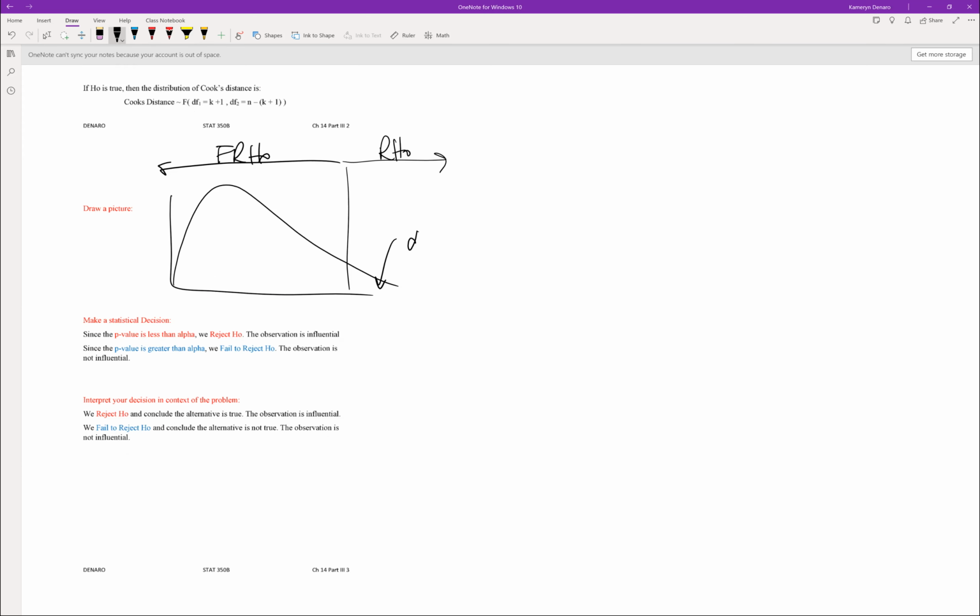We set our alpha level. There's nothing special about 0.05. I'm just using 0.05 for convenience. But really, it should be based on your actual context of the problem. And essentially, we can calculate a critical value, okay? At the end of the day, for each of our observations, we calculate the test statistic and we find out whether or not the observation is influential.